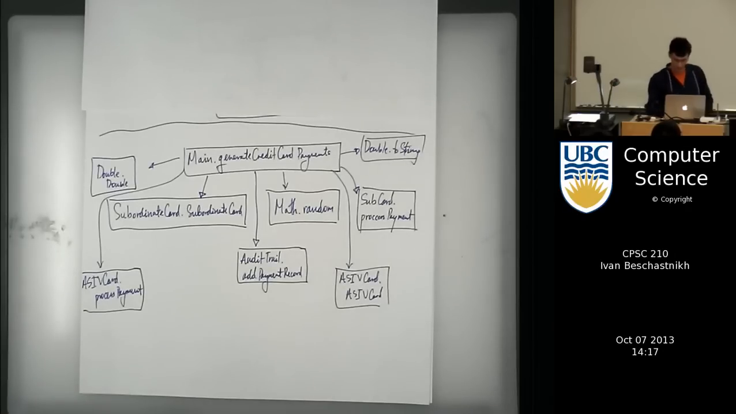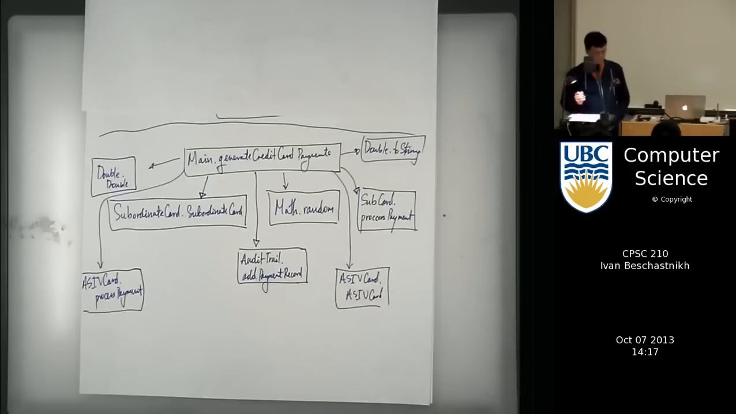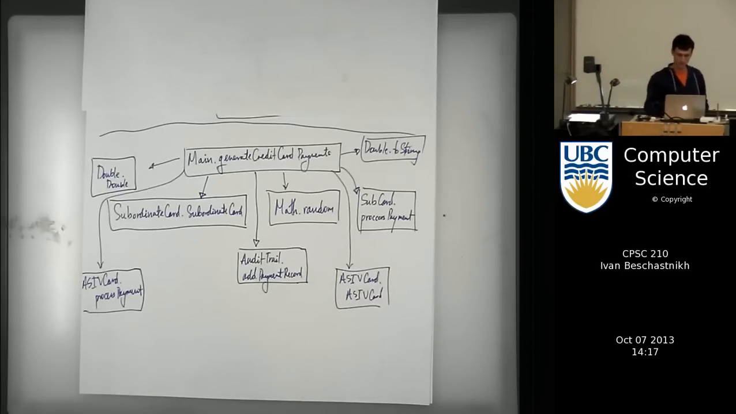It's looking really gnarly. And add payment record to an audit trail. And I think that's already there, add payment record. So this is the first level. And now I have to figure out which ones I'm going to pursue further down.